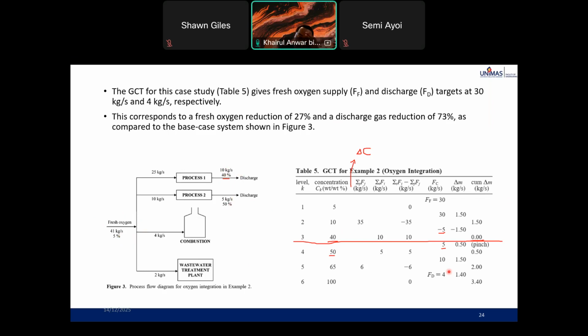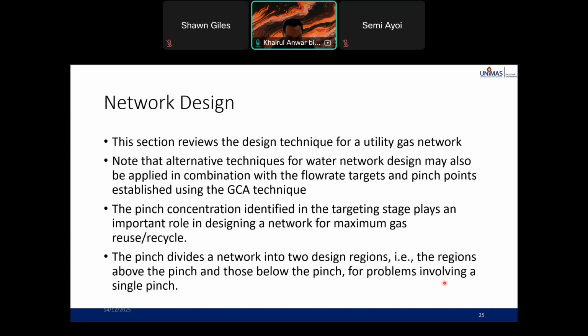Based on cascade table 4, which is the network design. So this network design is for example 1 and example 2. The paper.